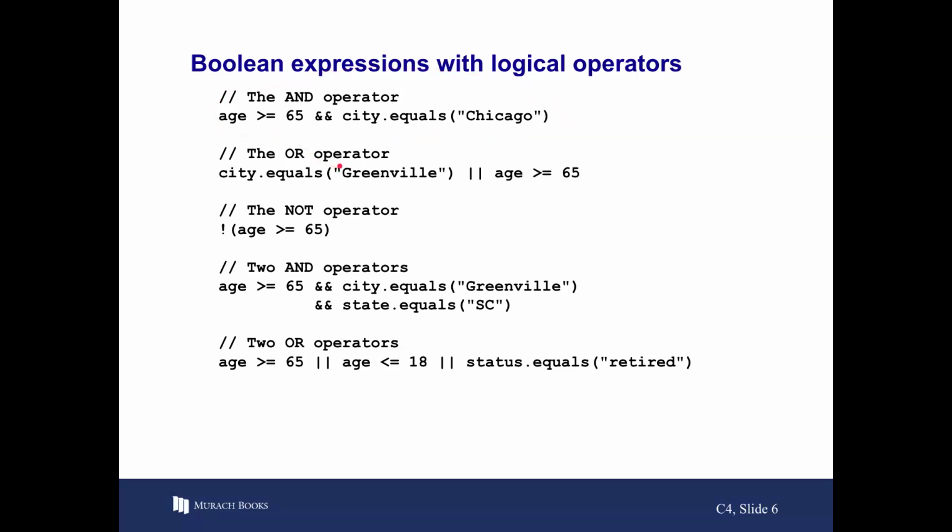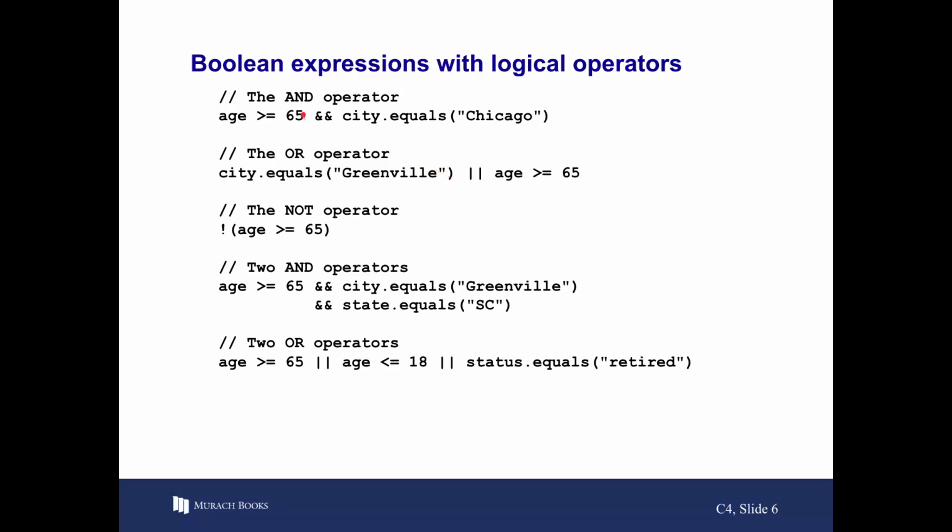Here's an OR operator. This means that either one of these things needs to be true, but not necessarily both. So if either one is true, then this whole expression will be true. If they're both true, then the whole expression will be true. If they're both false, then the expression will evaluate to false. And that's because we're using the OR operator here, the double pipe.